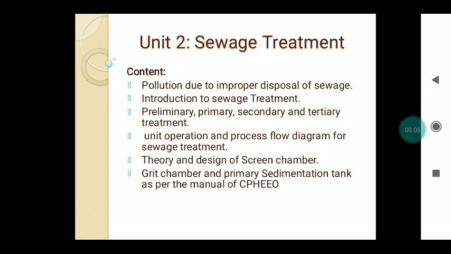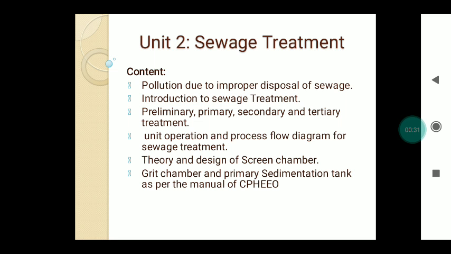Today we are going to discuss the topic of sewage treatment. That is the second unit of Environmental Engineering for second year BE Civil. In the first unit we already learned the characteristics of the sewage, quality of the sewage and stream sanitation. By knowing the quality and the characteristics of the sewage, the sewage is ready to be transferred to the treatment unit.